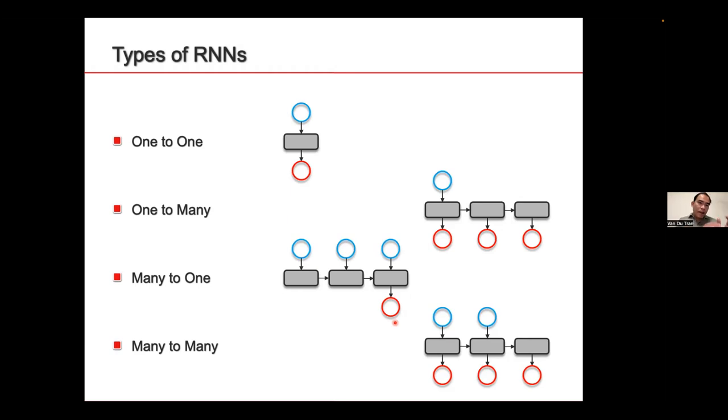Many-to-one, we have many inputs from different time steps that produce a single output. For example, in the case of sentiment analysis or emotion detection, we have a text, a sentence, and now we have to say whether the feeling, the emotion of the text is negative or positive, for example. The many-to-many has many possibilities. For example, a machine translation. We try to translate English to French. We have a sentence of 5 words in English, and we try to translate it into a sentence of 6 words in French, for example.